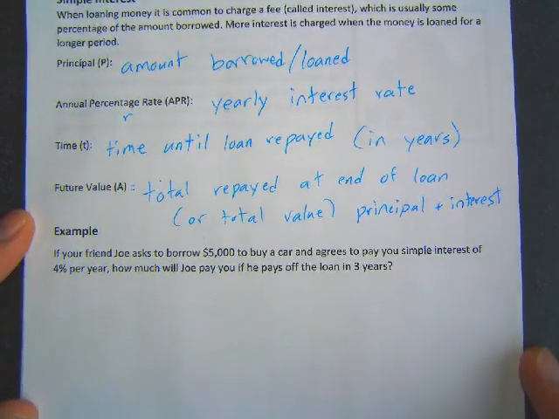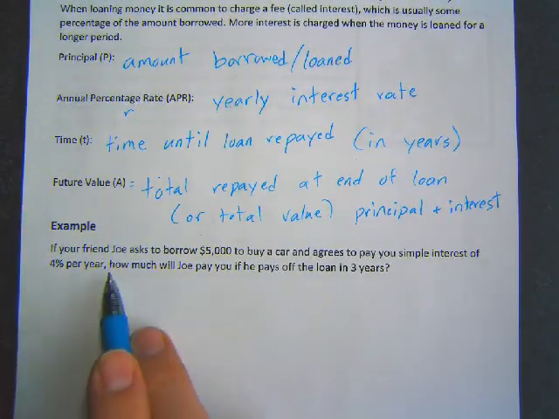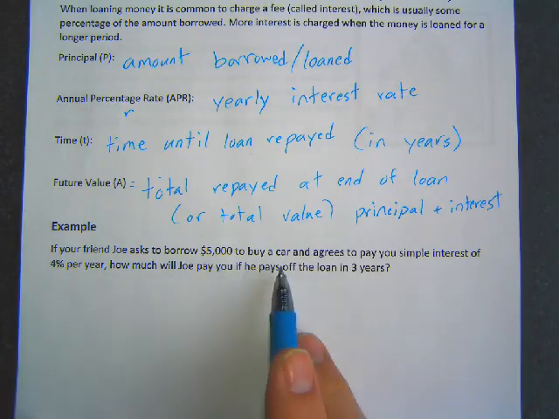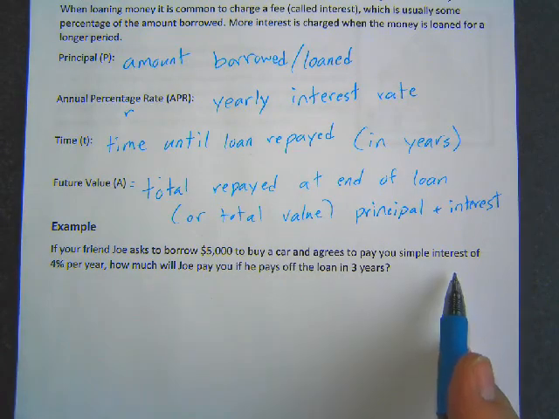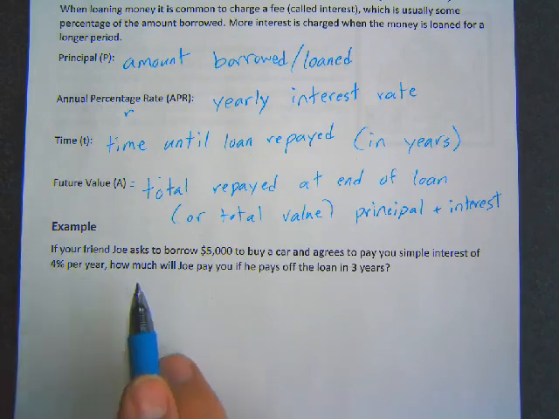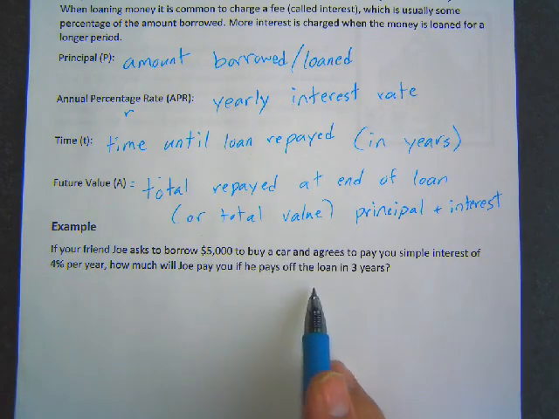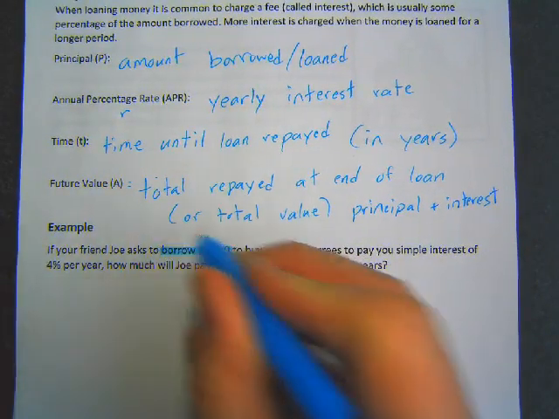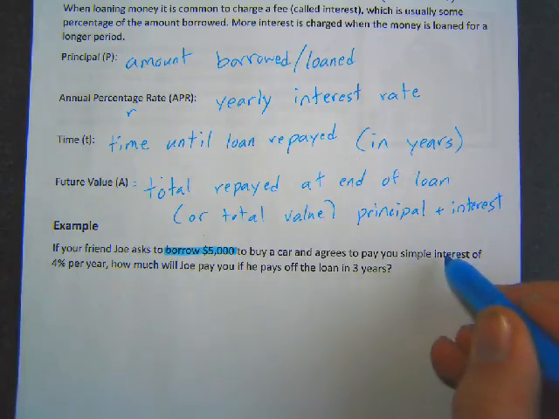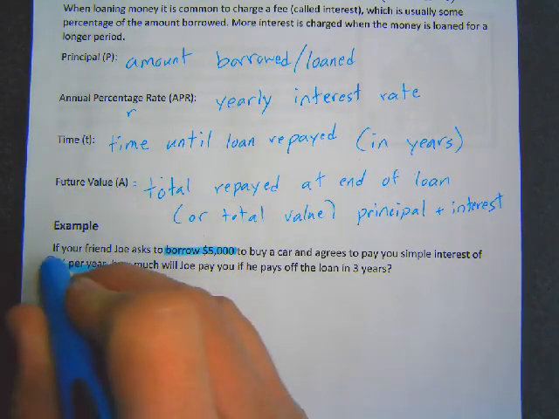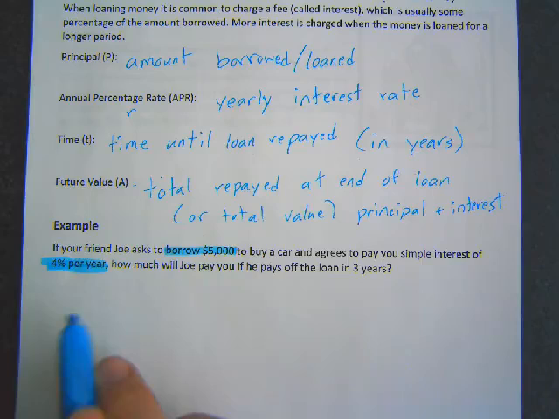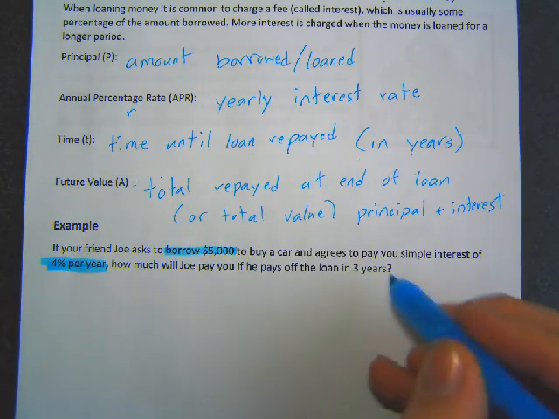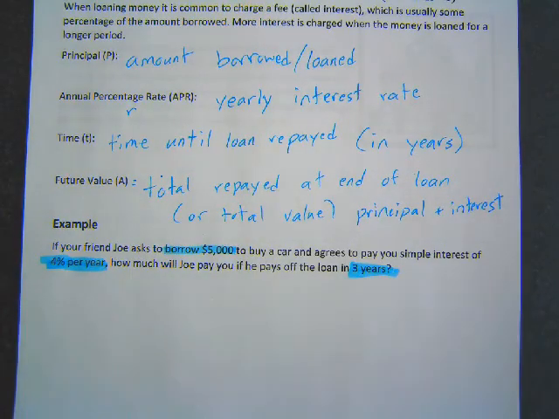So let's look at a simple example, simple interest. Joe asked to borrow $5,000 to buy a car. He agrees to pay you simple interest, 4% per year. How much will Joe pay you if he pays off the loan in 3 years? So he's borrowing $5,000. That's going to be our principal because that's how much we borrowed. Simple interest rate is 4% per year. This is going to be our APR because it is a yearly interest rate. And 3 years is how long for this loan, so time.